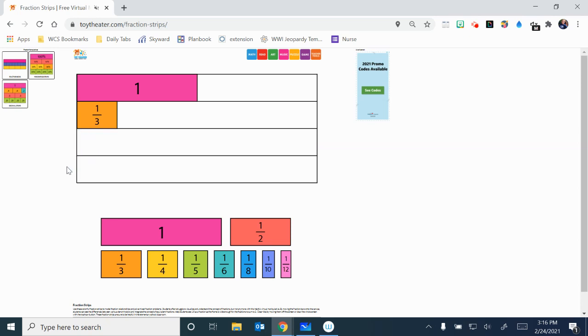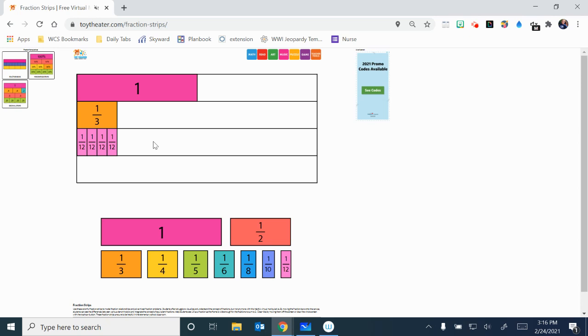Remember, I'm trying to split 1/3 into 4 equal parts. Let's try 1/10. 1, 2, 3. It might fit. Nope, 1/10 doesn't fit either. So let's try 1/12. We've got 1, 2, 3, 4.